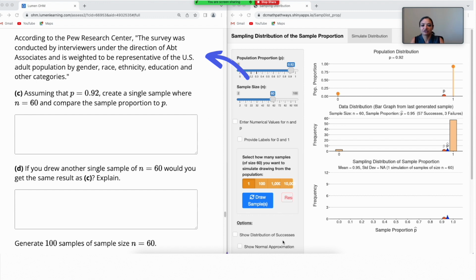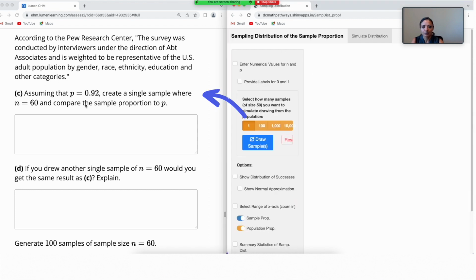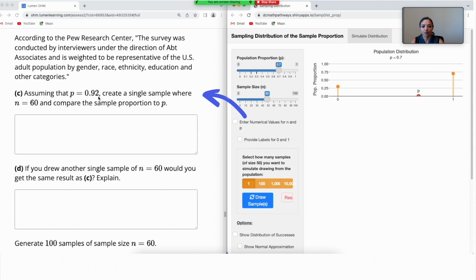According to the Pew Research Center, the survey was conducted by interviewers under the direction of Abbott Associates and is weighted to be representative of the U.S. adult population by gender, race, ethnicity, education, and other categories. So here's what we want to do for this particular problem. We want to go ahead and assume that p is 0.92 and create a single sample where n is 60, and then let's compare the sample proportion to p.